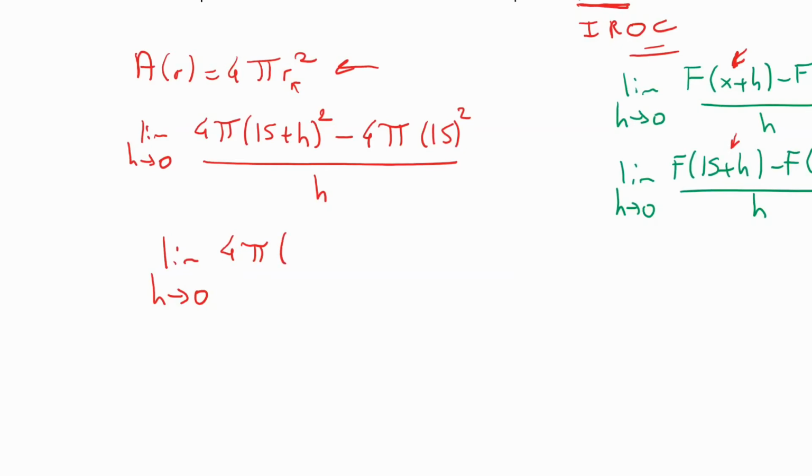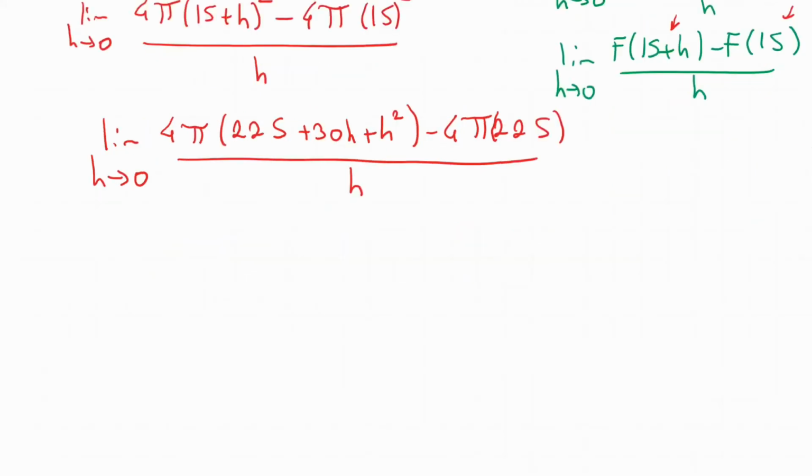So now I have 4 pi times 15 times 15 is 225. And 15 times h is 15h, and then I'll have another 15h, so when I add them together, it's 30h. And then I'm going to have h squared, minus 4 pi times 225, all over h. Now I'm going to distribute 4 pi into here. Now I ended up with 900 pi.